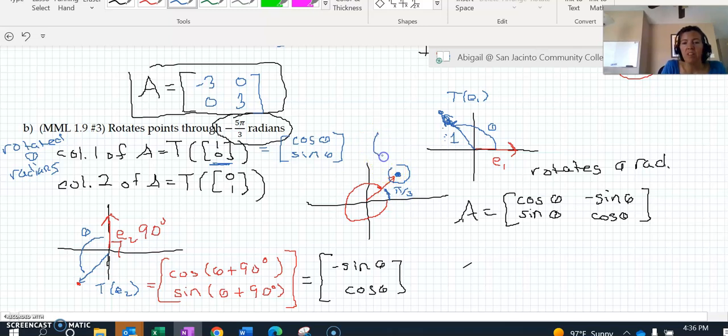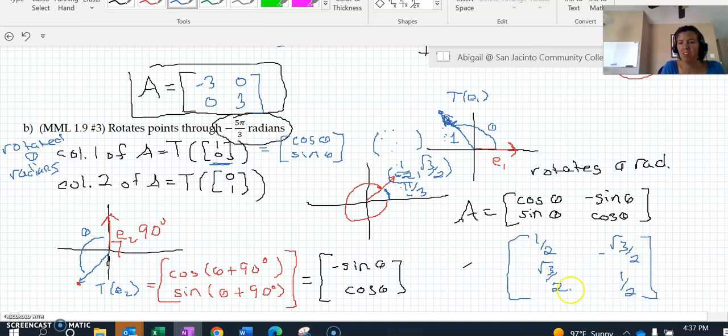So the coordinates on the unit circle are the square root of 3 over 2 and 1/2. Sorry, I wrote that wrong. I misled myself with my drawing. It's 1/2, square root of 3 over 2. So cosine here is 1/2. Sine is the square root of 3 over 2. Negative sine will be negative square root of 3 over 2. Cosine is 1/2. This is your answer. This 2 by 2 matrix here would be your answer for this example B.